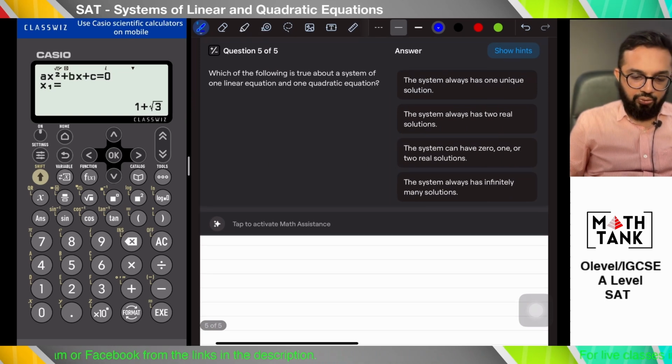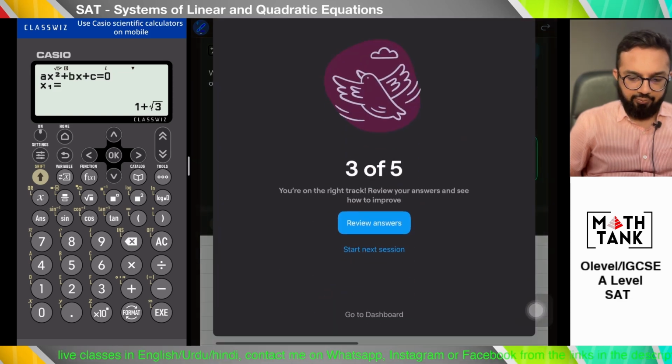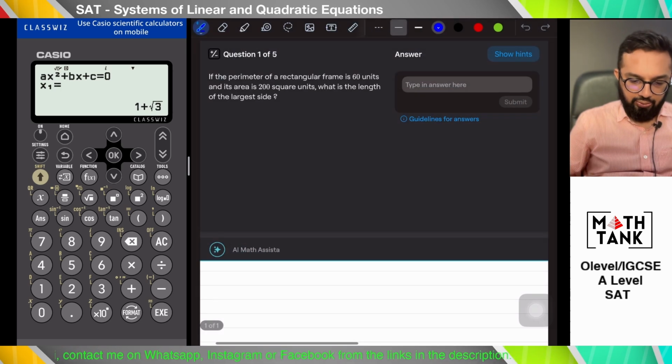Which of the following is true? A system of one linear equation and one quadratic. It can have 0, 1, or 2 real solutions. So all three are possibilities. Okay, and I'll have to do some more questions.